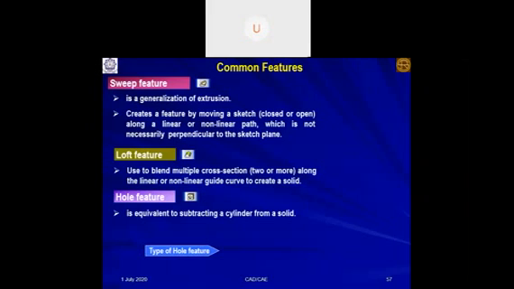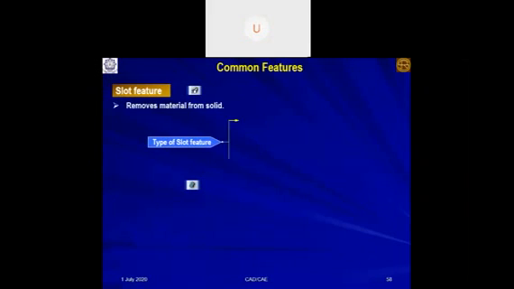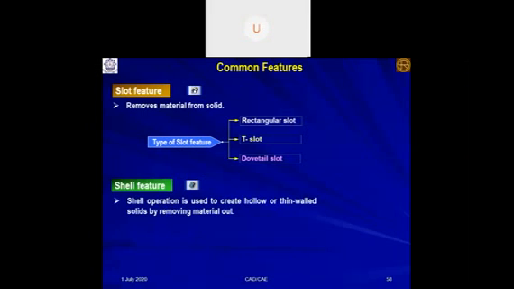The hole feature is subtracting material and is cylindrical in shape. There are different types of hole features like simple or taper hole, counterbore hole, countersunk hole, or the threaded hole, available in most of the CAD software. The slot feature again removes material from the solid. It may be a rectangular slot, T slot, or oval slot. The shell feature is used to create a hollow or thin-wall solid by removing the material.